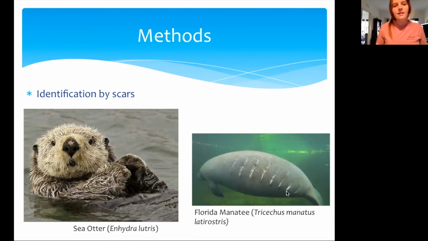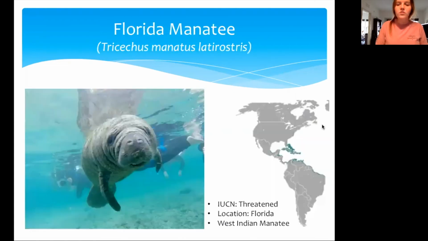So why is that a better idea rather than to just mark them or band them? Well, when you do this, you do have to capture the animal. And unfortunately, that can be risky in finding that they may be harmed during the capture, or it could alter their behavior, which is ultimately going to alter your results and skew your data. So the Florida manatee is a very common species that is marked with scars and is tracked this way.